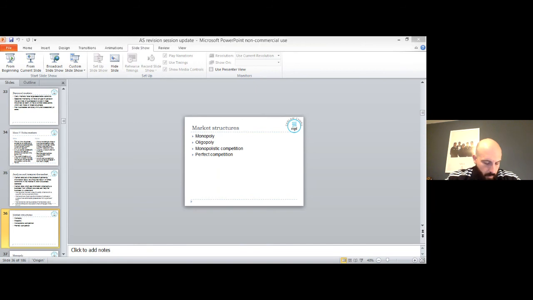Now, what some people get confused about here, because there's a lot of use of the word private and public, is the difference between private sector businesses and public sector businesses. Essentially, the private sector caters for your wants as consumers. These are your businesses that you might see on the high street that sell to you. Public sector are things that are provided for you by the government through taxation.